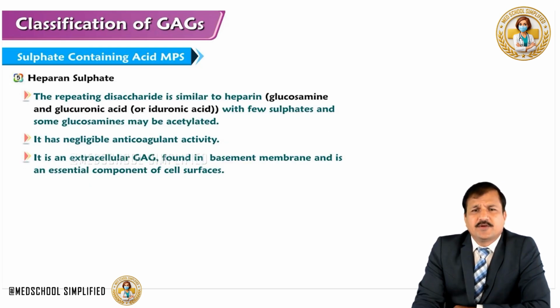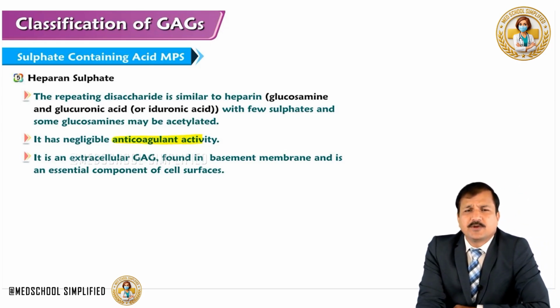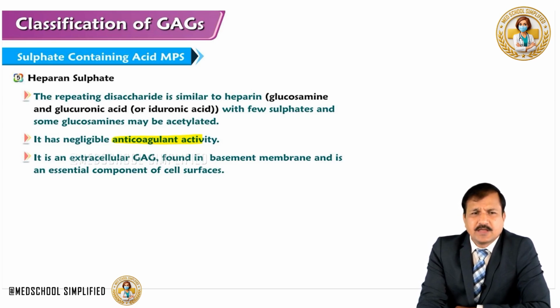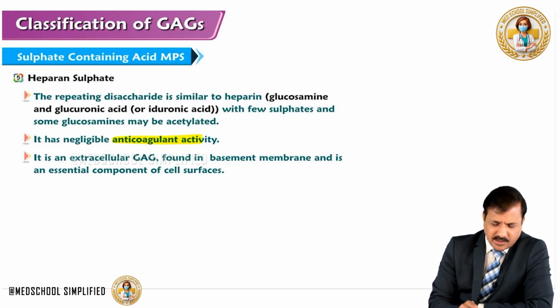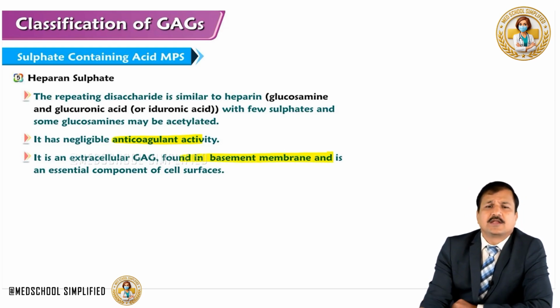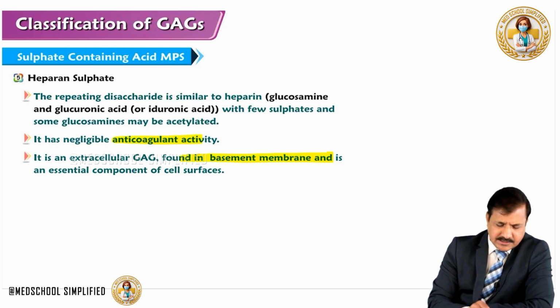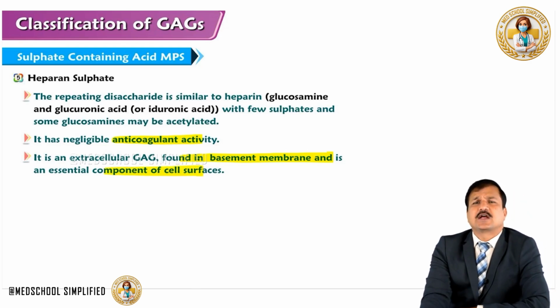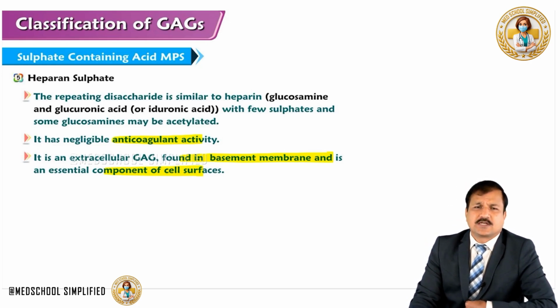Uronic acid with few sulfates and some glucosamines may be acetylated. So it has negligible anticoagulant activity, although the subunit combinations are similar, and also unlike heparin, this is an extracellular glycosaminoglycan usually found in the basement membrane of kidney and the basement membrane of stratified squamous epithelium. Also it is an essential component of cell surfaces, and this helps in anchoring certain proteins over the cell surface.